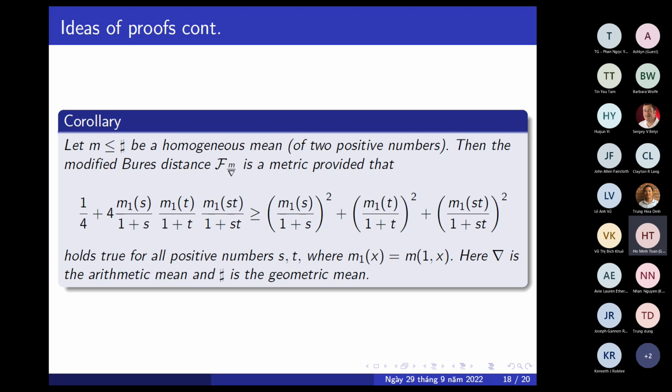When you are given any mean smaller than or equal to the geometric mean, then we study the modified Bures distance of the fidelity induced by the ratio between the mean m and the arithmetic mean. Then it's a metric if and only if this inequality is satisfied, where m1 is just a single variable function induced by the two variables of m. There is a one-to-one correspondence between the non-negative monotone function m1 and the mean between two positive numbers m. This is obtained from the Kubo-Ando matrix mean property.